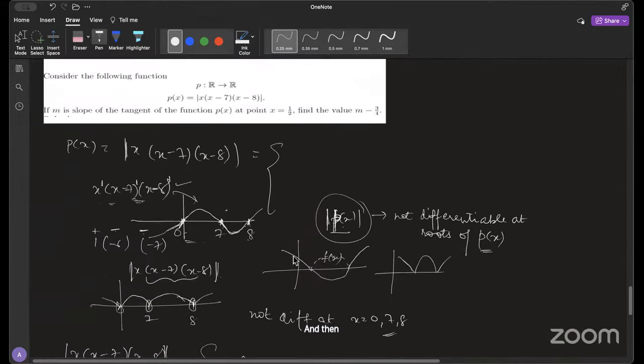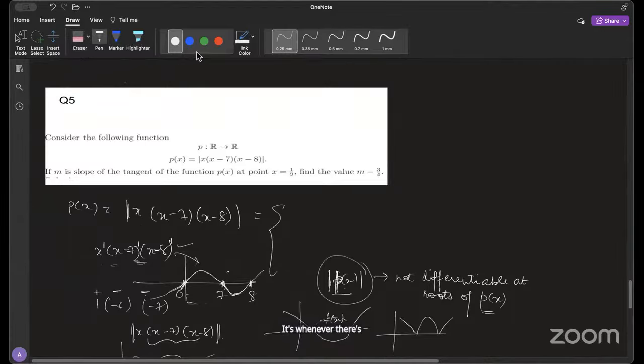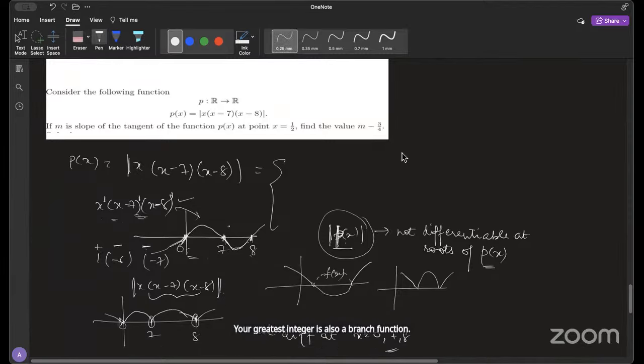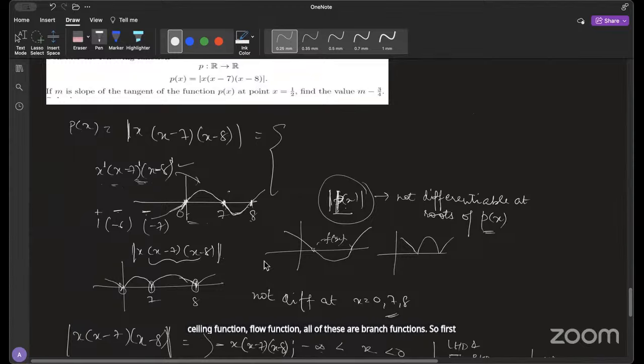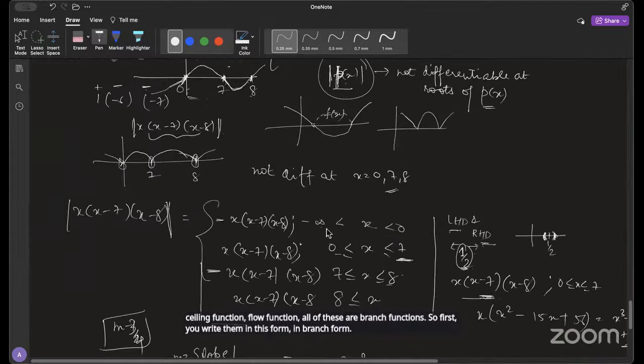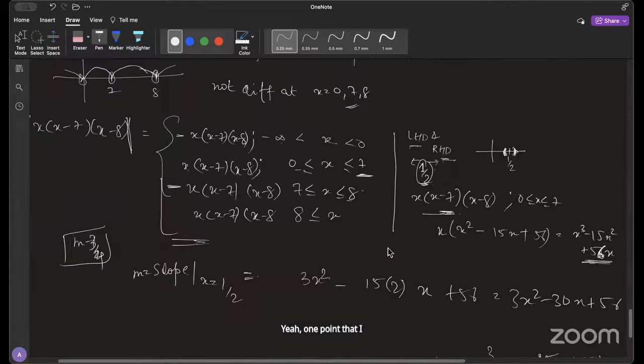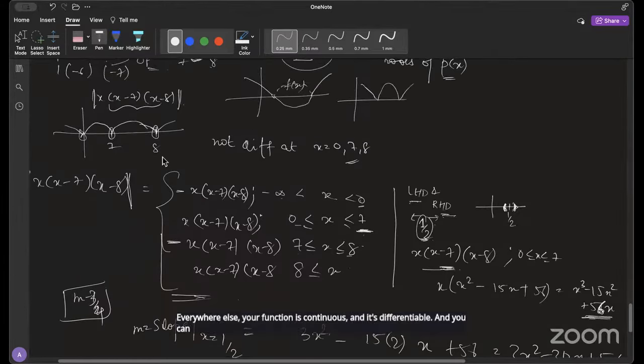And then in the last one, whenever there's a mod function or a branch function, the mod function is a branch function only. It's written in compact form, but your greatest integer is also a branch function. Ceiling function, floor function, all of these are branch functions. So first you write them in branch form, and then you use the left hand derivative and right hand derivative. One point that I want to make very clear is that these points are to be taken care of: 0, 7, and 8, because that's where your branch breaks. Everywhere else, your function is continuous and differentiable. And you can see the same from the graph.